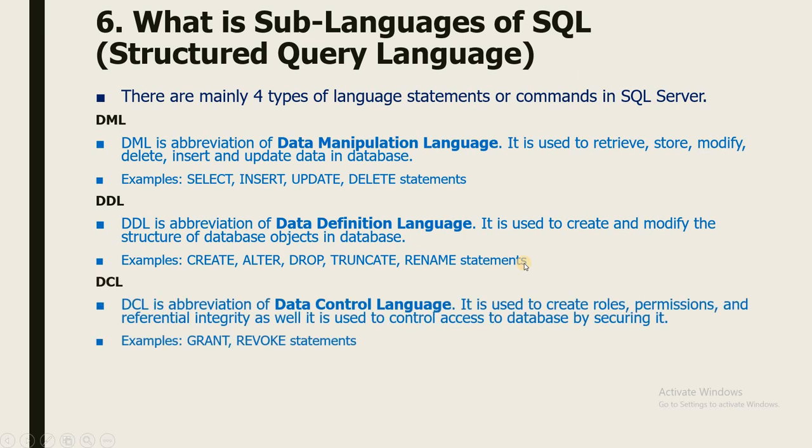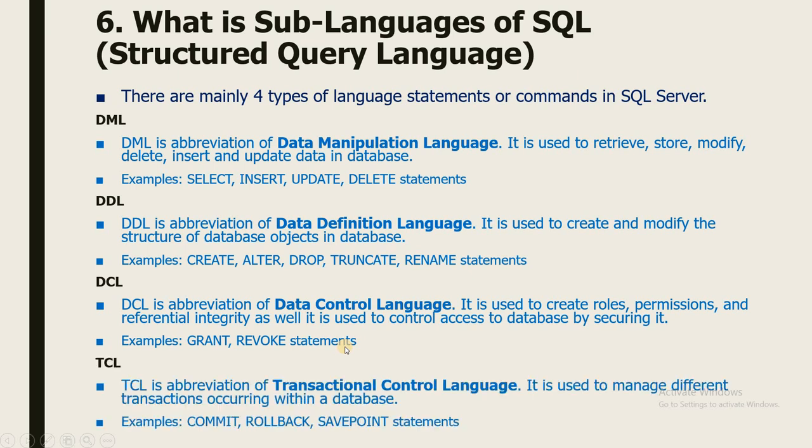Okay, so the next one is DCL. DCL is the abbreviation of data control language. It is used to create roles, permissions and referential integrity as well. It is used to control access to the database by securing it. The examples are grant and revoke statements.